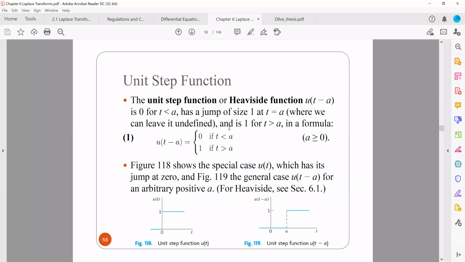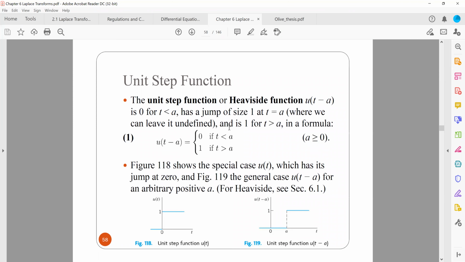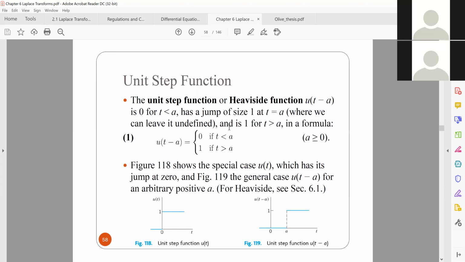And this is the definition: 0 if t is less than a, and 1 if t is greater than a. So it has a bit of a jump, and that's why the line is broken. If you look at the line at a, at the value a, it's both 0 and 1. So usually it's just defined as 0 for less than a and 1 for greater than a. At a, you might say it's undefined, because it's the point at which it steps up to the other value. And it's assumed that a is greater than or equal to 0.